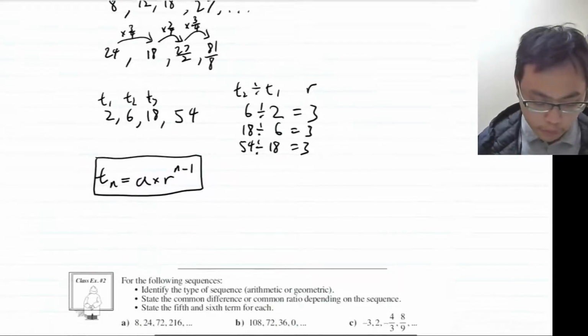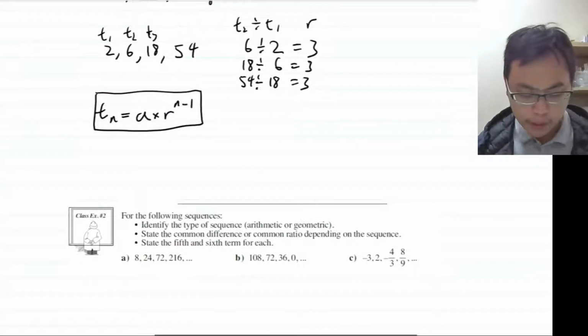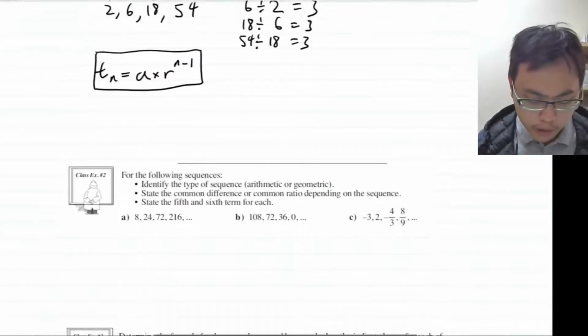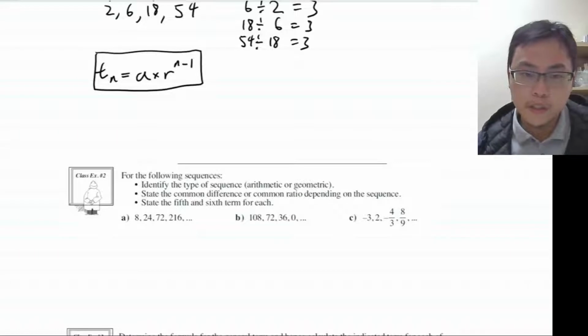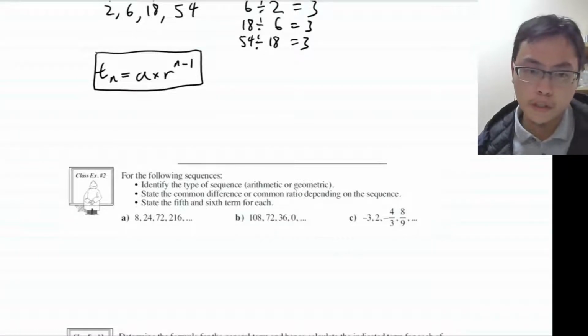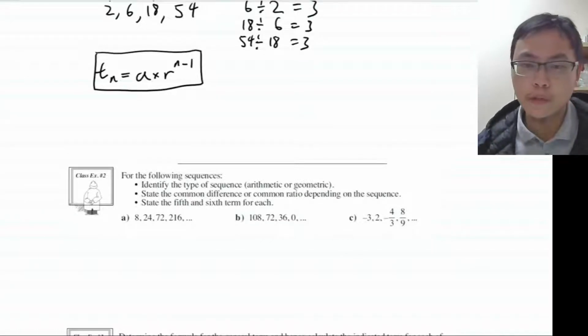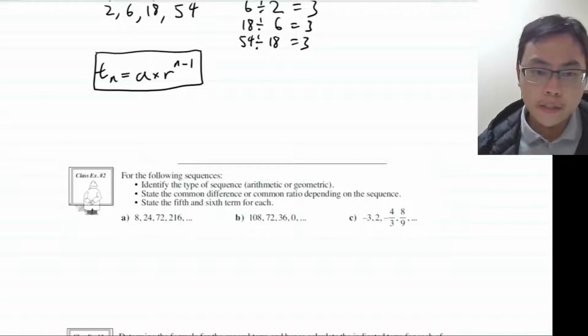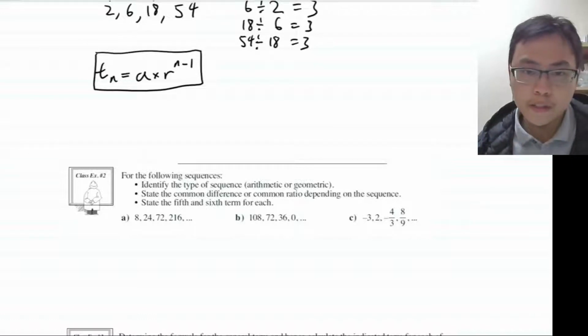Let's move on to a class example. For the following sequences, identify the type of sequence, whether it is arithmetic or geometric. State the common difference or common ratio depending on the sequence, and state the next two terms, the fifth and the sixth term.